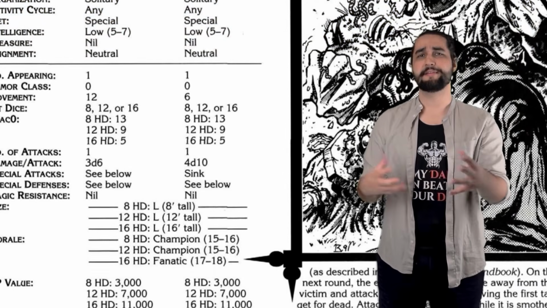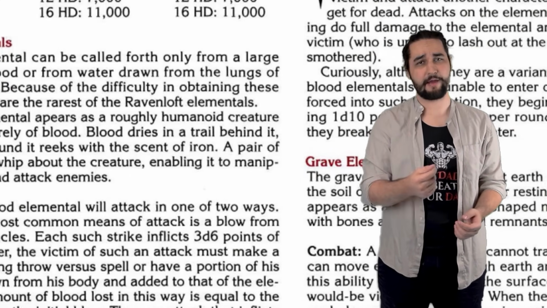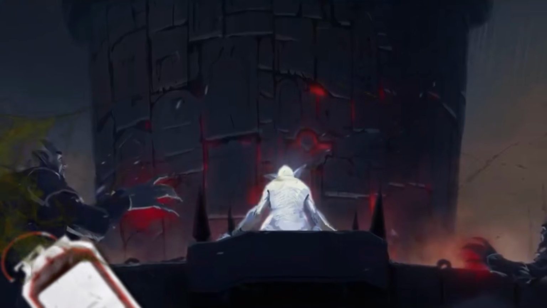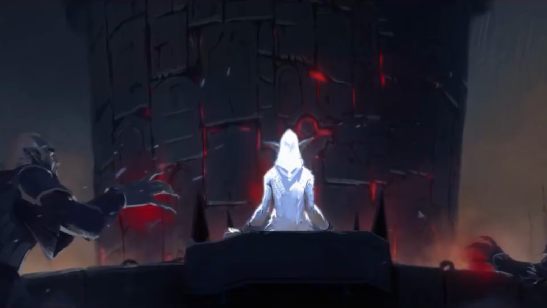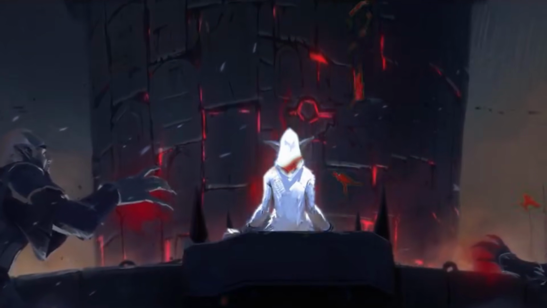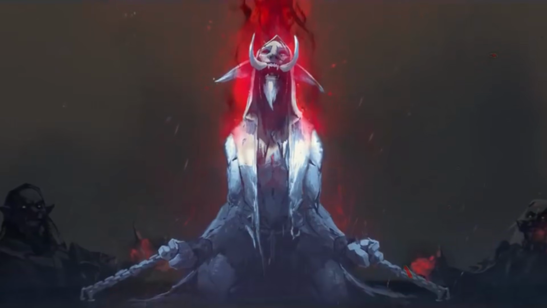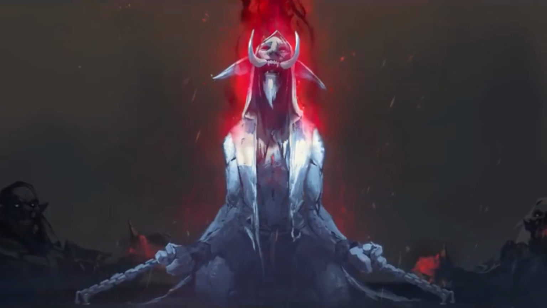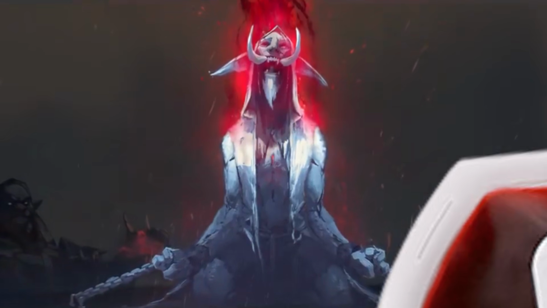Blood Elementals are unique in that they are very seldom encountered on their own. Unless your party ends up in the elemental plane of blood, which is something I don't even want to think about, any Blood Elemental they encounter will at some point have been created by a ritual or other arcane phenomenon.